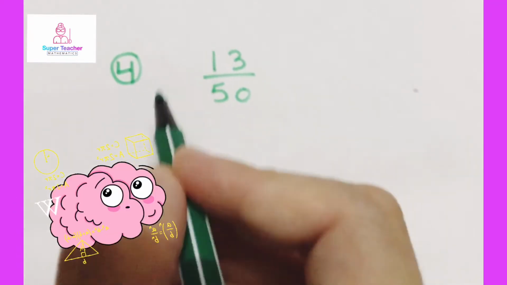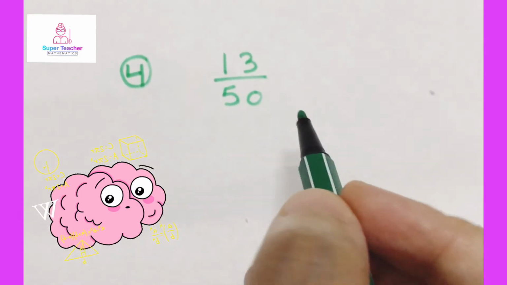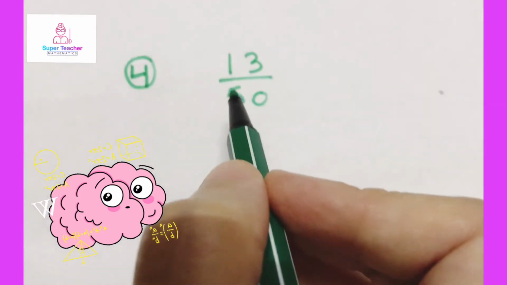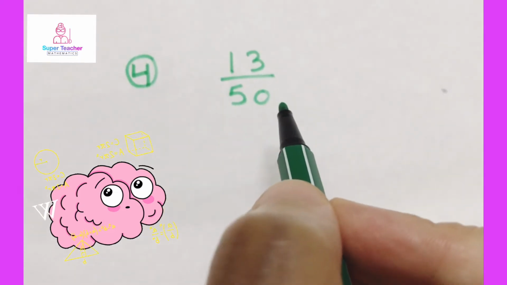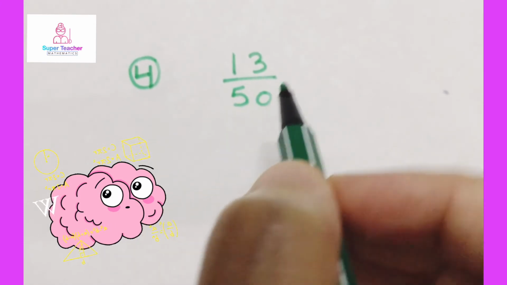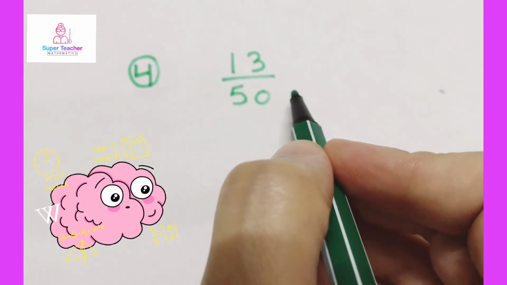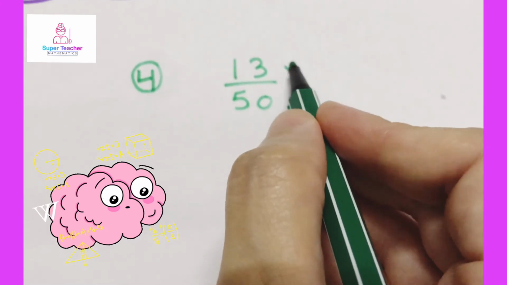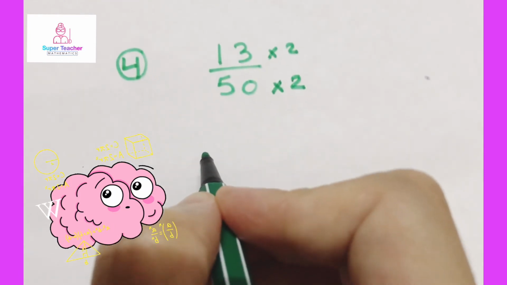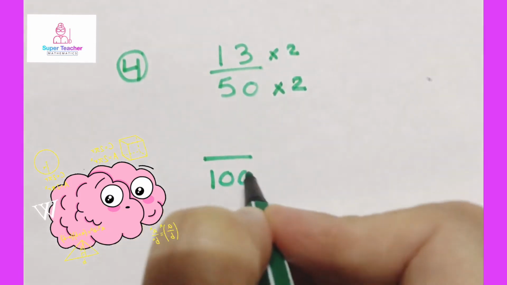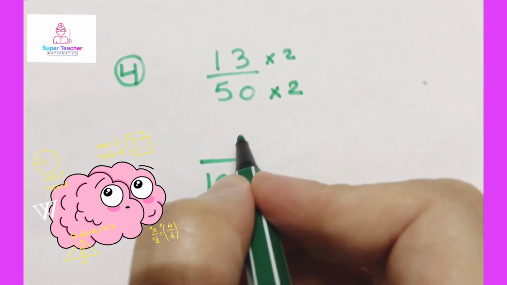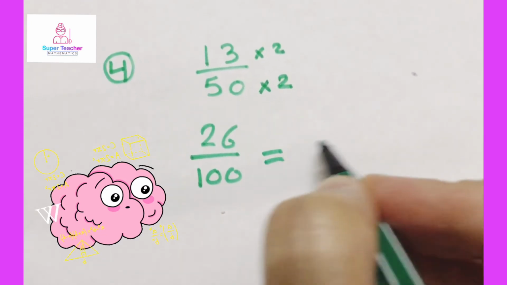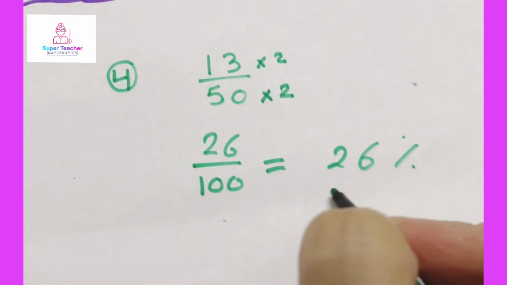Question 4. Now this time we have a fraction. I want to change it to percent. I cannot change the fraction to percent unless I have 100 in the denominator. So I'm going to change this to 100. How am I going to change the denominator to 100? I multiply by 2 here and by 2 here, because I want the denominator to be 100. So 50 times 2 is 100. 2 times 3 is 6, and 2 times 1 is 2. So it's 26 over 100. That means 26%. That's it.